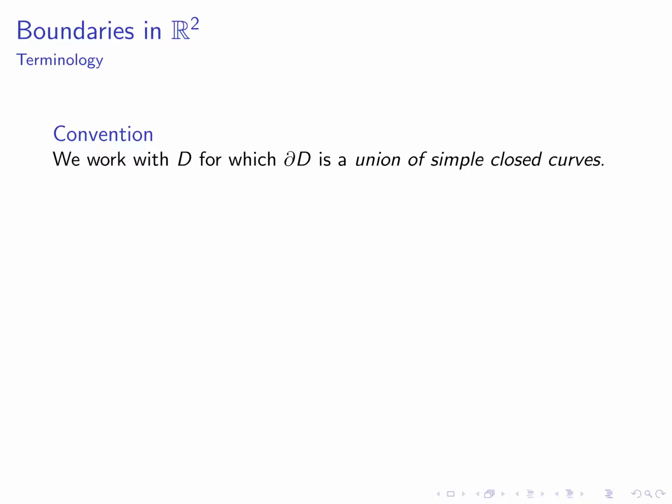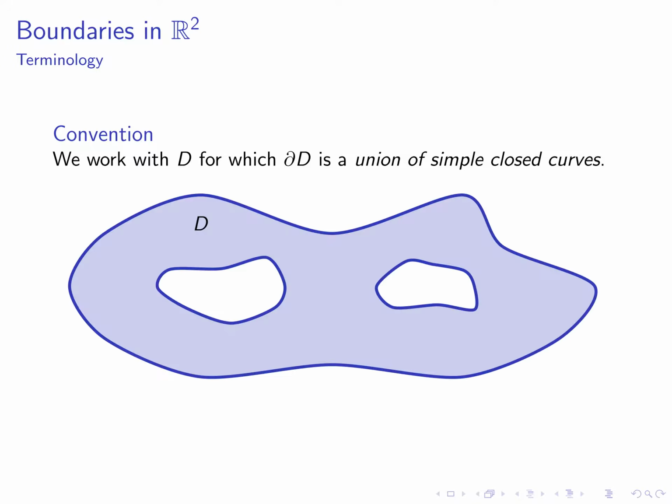Okay, so our convention is to work with domains D for which the boundary curve, partial D, is the union of simple closed curves. So what this means is that we're going to be studying domains that in general look maybe something like this. Here we have a figure representing a two-dimensional domain, and this two-dimensional domain happens to have two sort of holes in it.